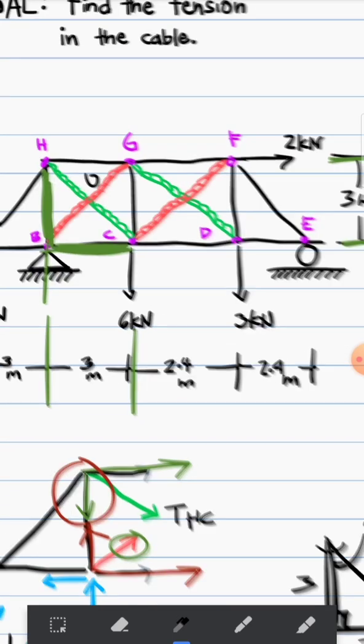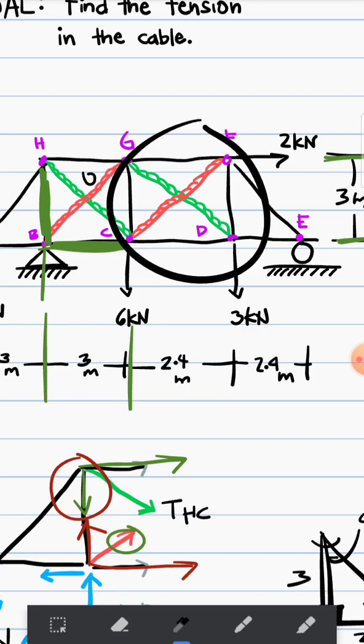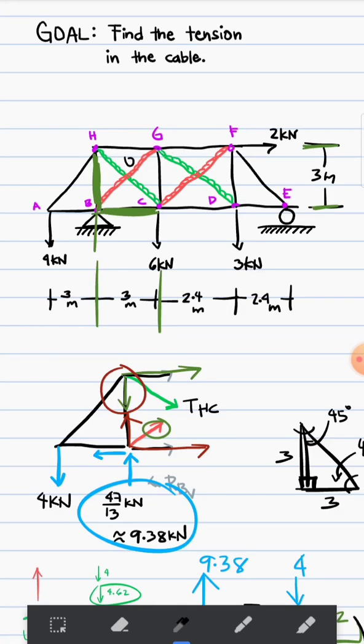This is 0. And I'll leave this part for you to try and solve for tension GD and tension DCF.